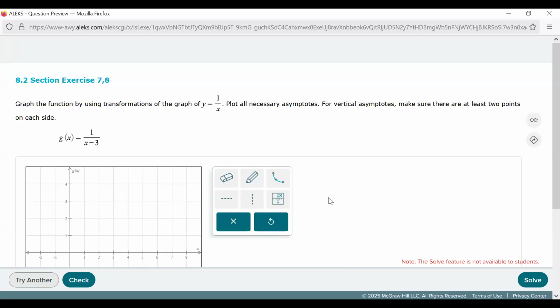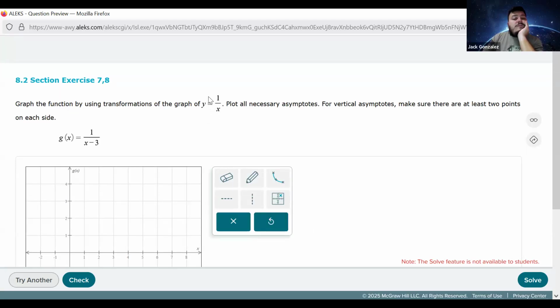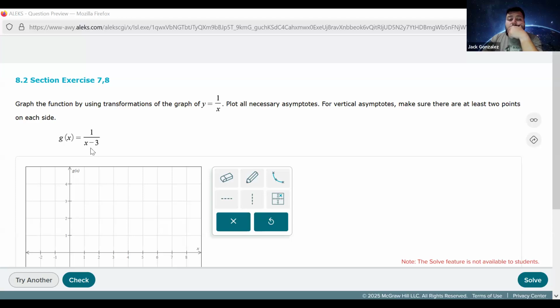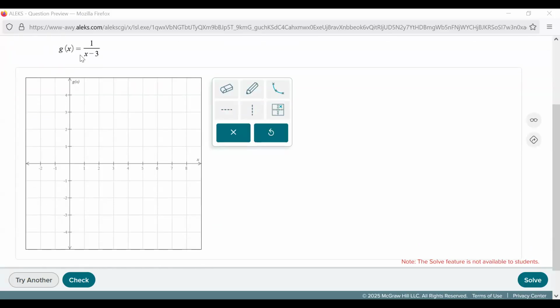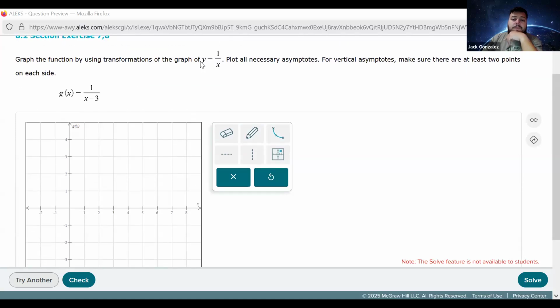Wouldn't it be like, if this is a transformation, we're transforming this original up here. Wouldn't it be going down? Well, if it's in the parentheses, it would be going to the right. So it'd be shifted from the original spot to the right 3.